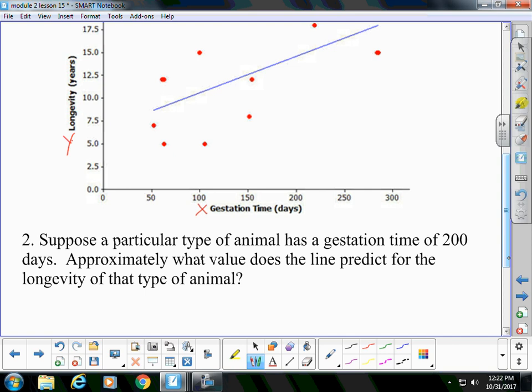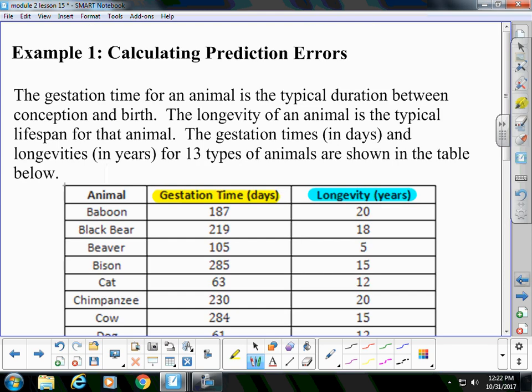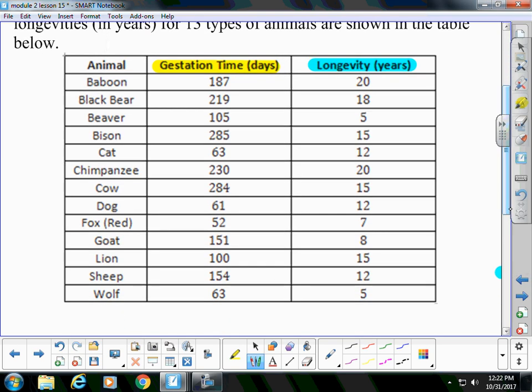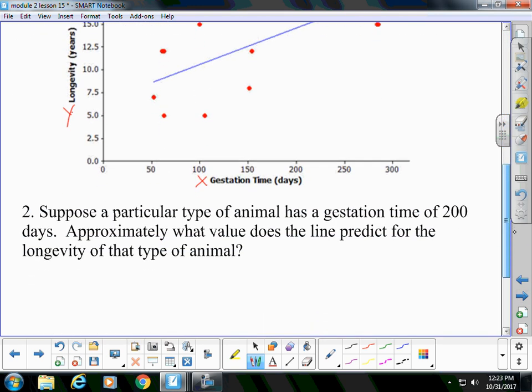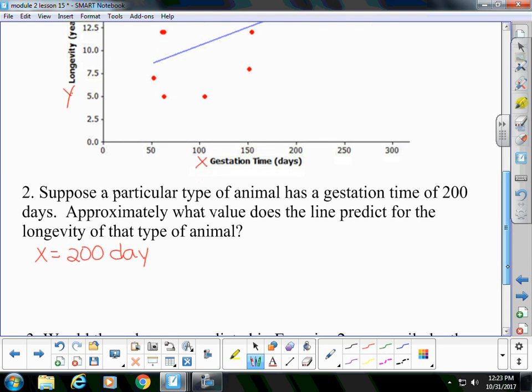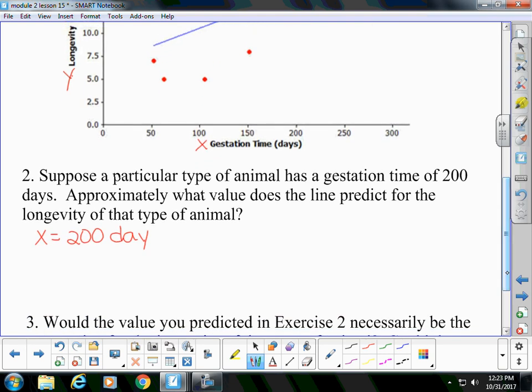So suppose a particular animal has a gestation time of 200 days. If we look back here, 200 days is not in the table that we were given. So we're looking at an animal that's not already on the table of data. Gestation is our X, so that's telling us that X is equal to 200. It says approximately what value does the line predict for the longevity of this animal? So that means we're going to take the equation and plug 200 in for X.